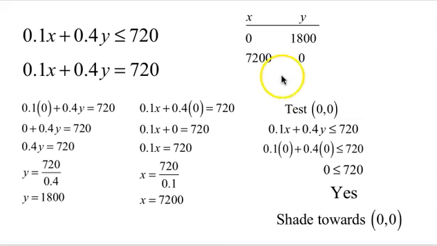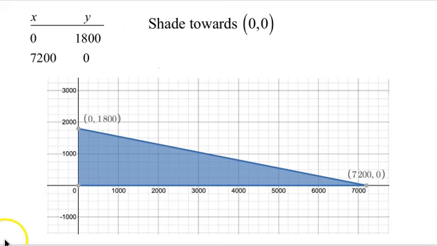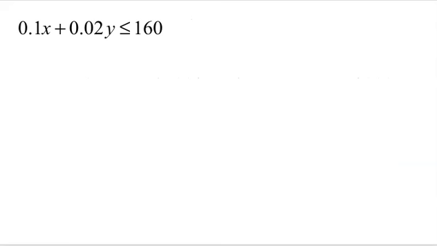So let's visualize this if we can. If x is 0, y is 1800. If y is 0, x is 7200. And shading towards 0, 0 in the first quadrant. Here's 0, 1800. There's 7200, 0, shaded towards 0, 0 gives us this triangle. So that's two of our constraints. We have our third constraint equation for machine group 3.